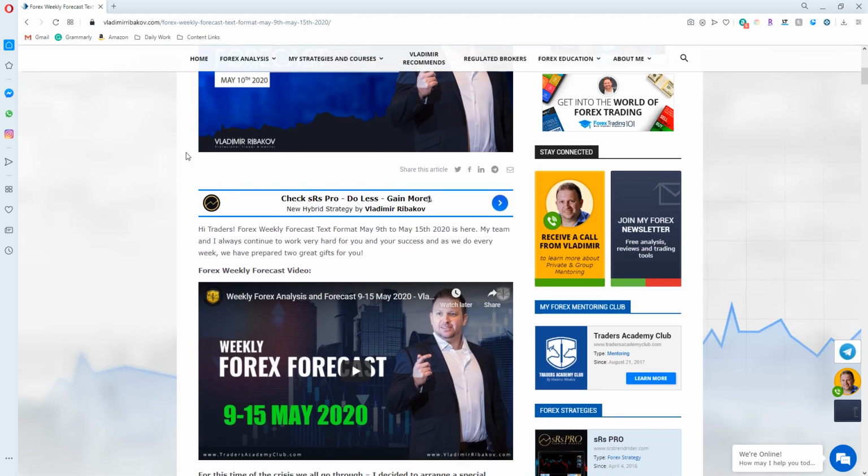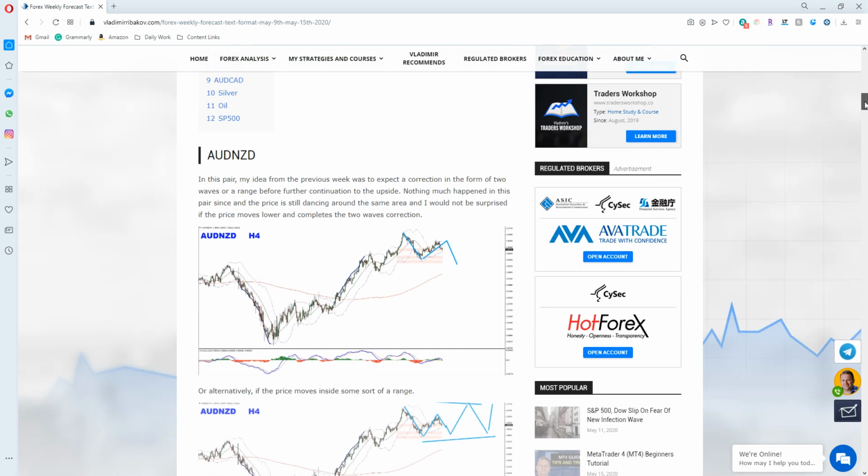This is a weekly forecast in a written format version for your comfort, of course, so you can always come back and refer to the ideas as they were shared with you during the week.